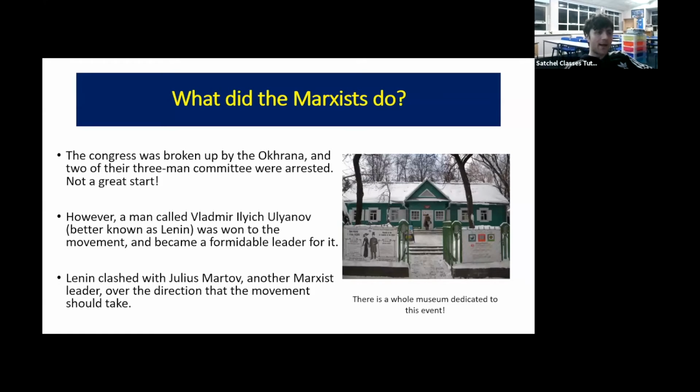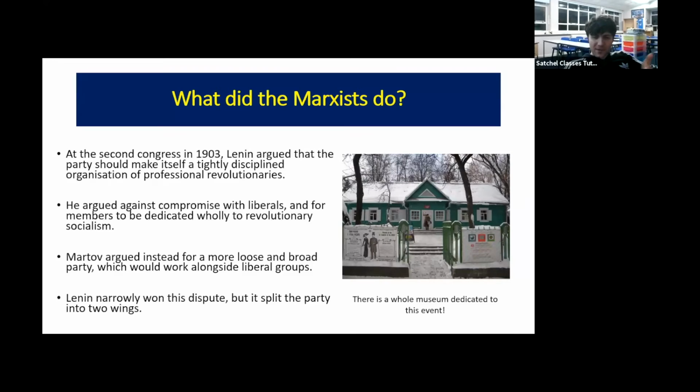However, a man called Vladimir Ilyich Ulyanov, who we know as Lenin, was won to the movement, and he ended up becoming a really formidable leader for it. He was very tactically astute, very smart in how he went forward and progressed the Marxist movement. Now, Lenin clashed with another man from our keywords, which is Julius Martov. They both clashed, even though they were both Marxists, over the exact direction that the new Marxist party should go in.